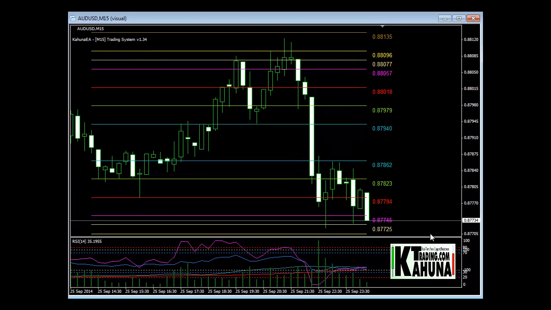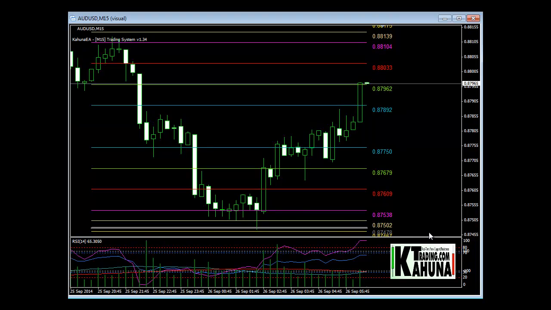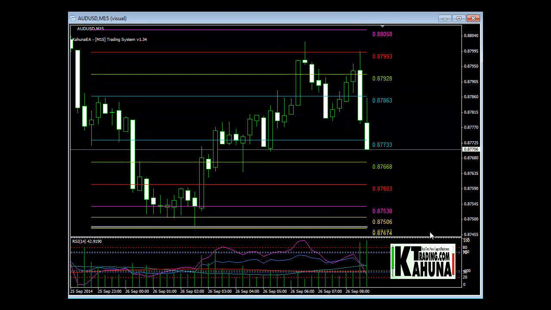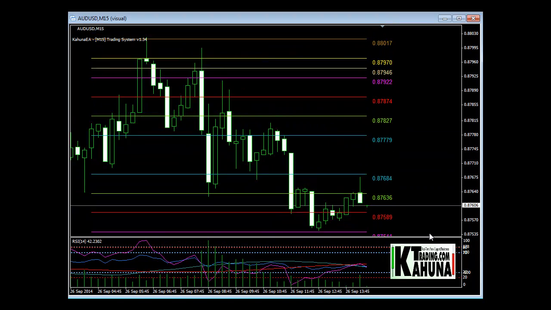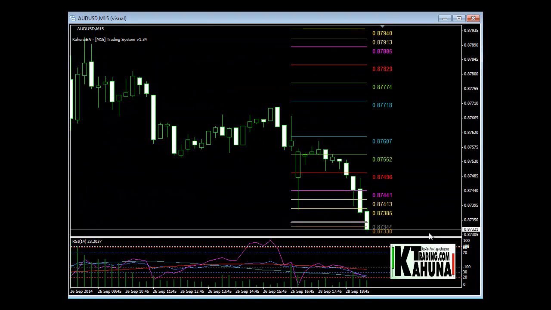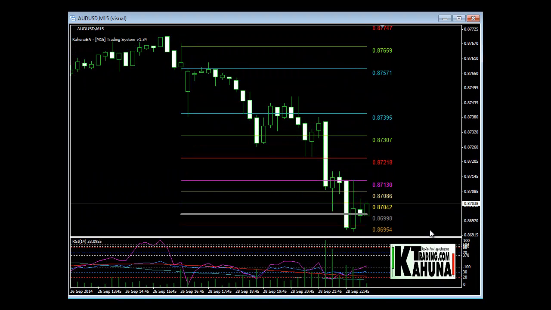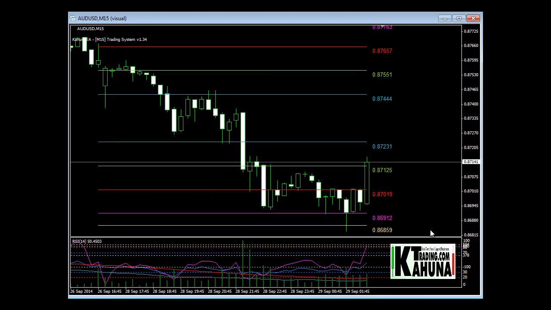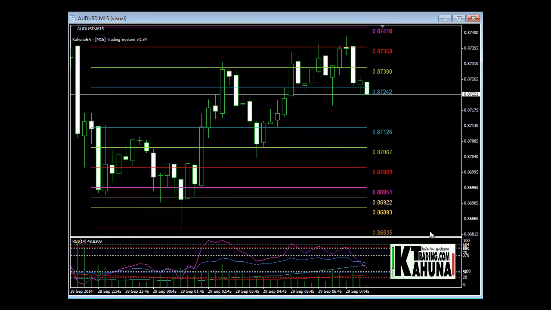So I think that's enough perspective to really see what's going on here. That there's enough consistency here that you can depend on these to at least be likely targets, likely support and resistance. There's no question about it.